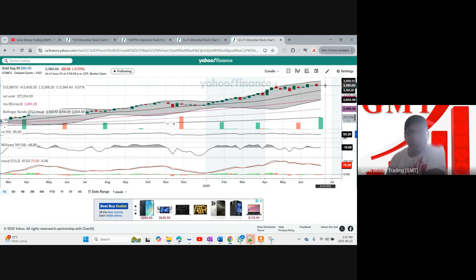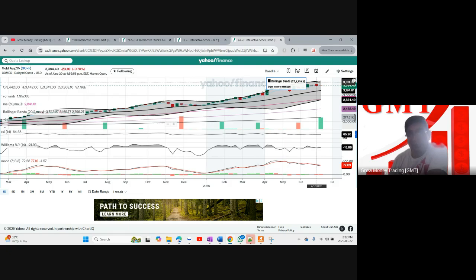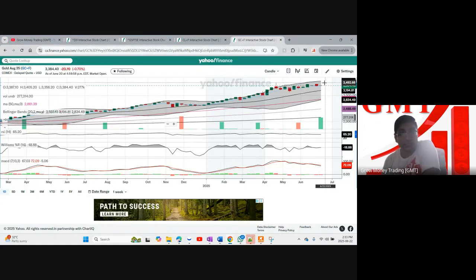From its current level at 3384, the upside would be, first target would be the high here, which is 3485. And if you want to still hold, you could hold 10 to 20% of your positions for 3500 as the next target. The upper Bollinger Band is at 3555. But even if you are targeting 3500, that's another $120 from the current price.